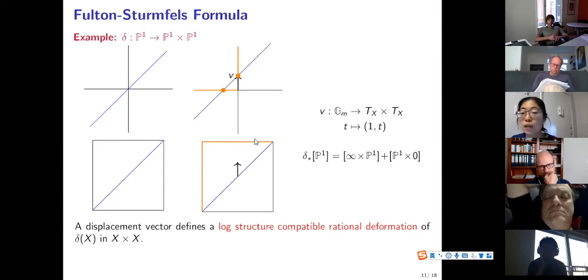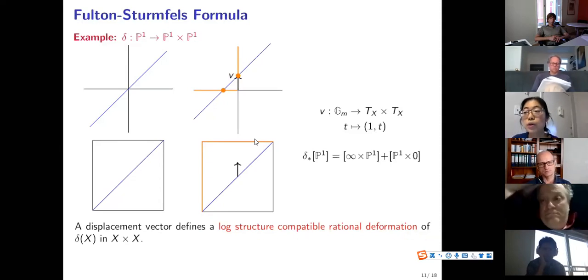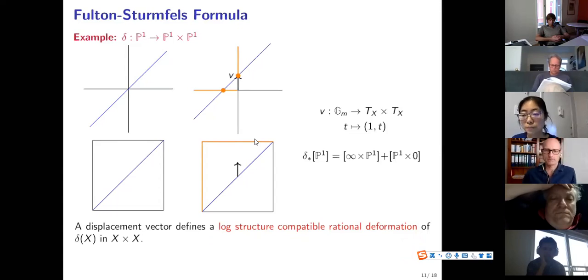And so if we think of the toric varieties with the canonical toric log structure, a displacement factor actually defines a log structure compatible deformation of the image delta of x inside x cross x. And this is the key ingredient that we are using over here. And this is the part that we can generalize to the case which are not toric varieties, but only locally toric morphisms.